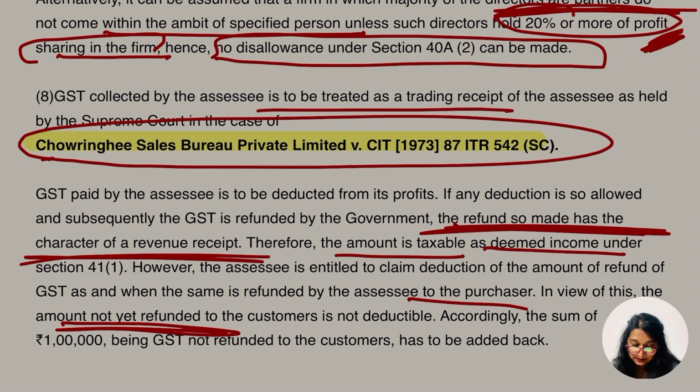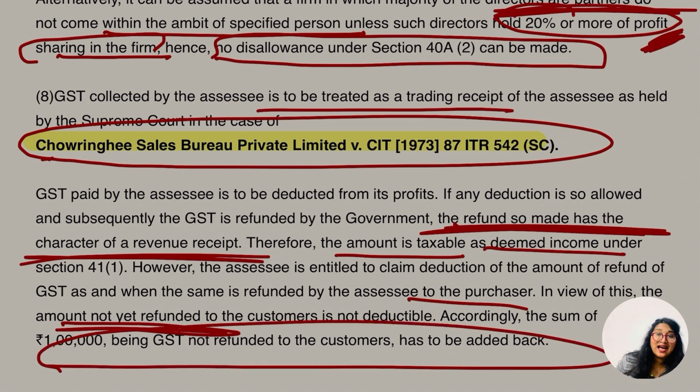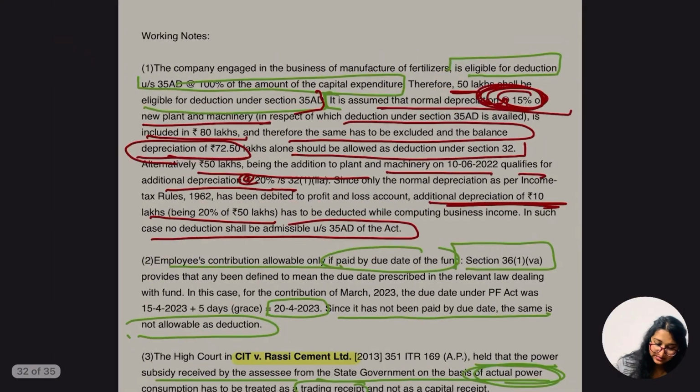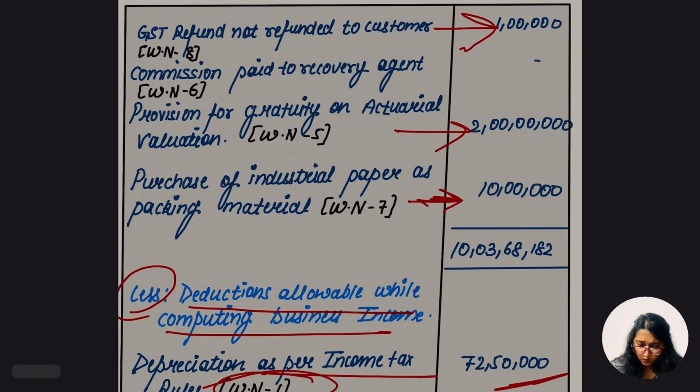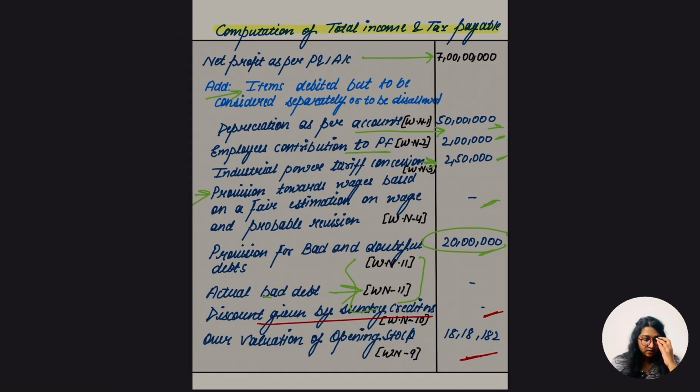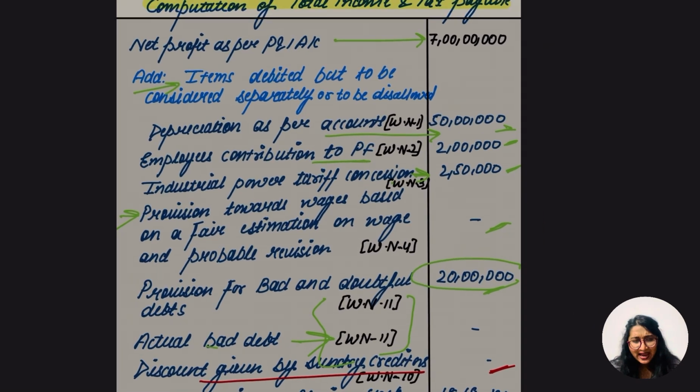Okay, so hope this point was clear. So this is going to be added back. This 1 lakh is to be added back as it was not paid to the customer. Okay, this point was also from a past previous question paper. So hope this was clear. So let's be quick now, guys. We have done the adjustment. So let's calculate now.